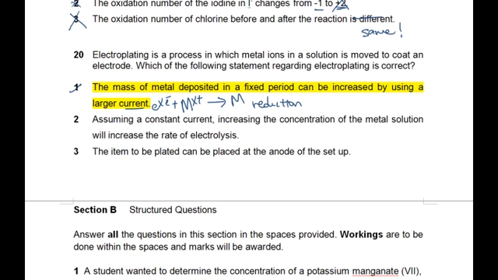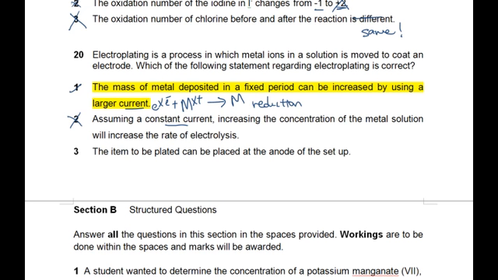Assuming a constant current, increasing the concentration of the metal solution will increase the rate of electrolysis. Over here it says a constant current. So a constant current means that the flow of electrons is the same. So even if you increase the concentration, it is not going to increase the rate of electrolysis or the rate of electroplating. The rate of electroplating can only be increased if you use a larger current, or only if the current is affected. So number 2 is wrong.